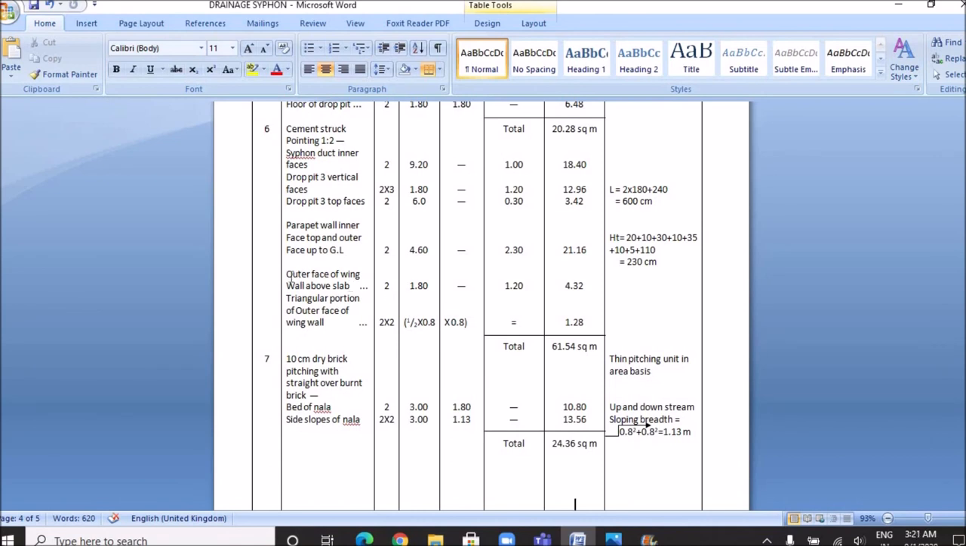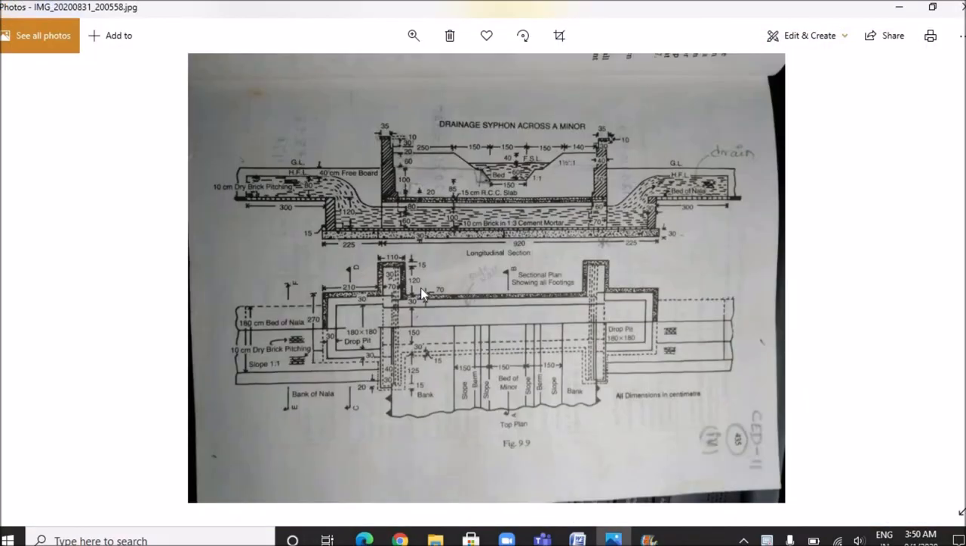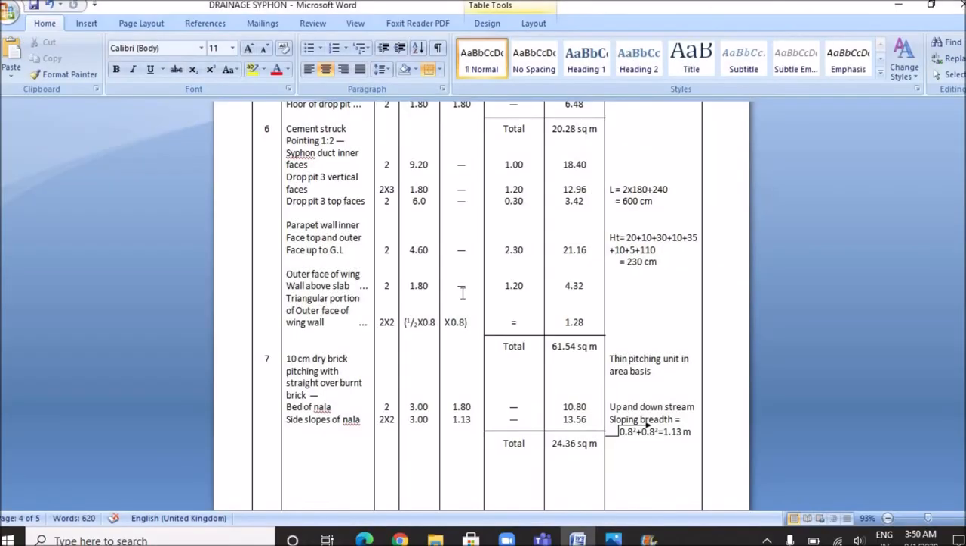Next, the cement pointing work is done for the outer face of the wing wall above slab. Number will be 2 because it is taken above the slab, and the length is 120 plus 15 plus 15 of offset and plus 30. So 120 plus 15 plus 15 plus 30, which equals 180 centimeter or 1.8 meter. And the height is from this point to this point, so this is 100 plus 20, which equals 1.2 meter. So the quantity is calculated as 2 into 1.8 into 1.2 equals 4.32 square meter.